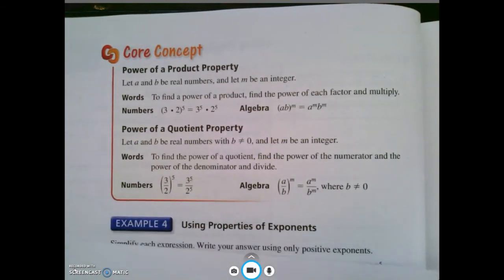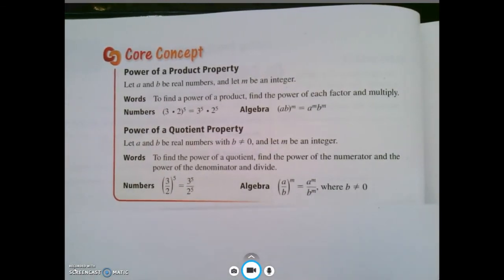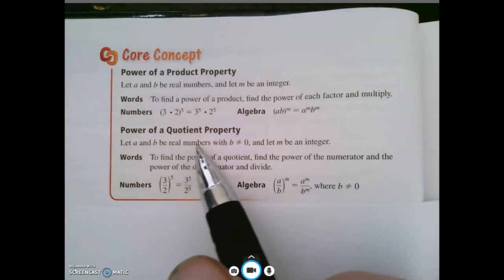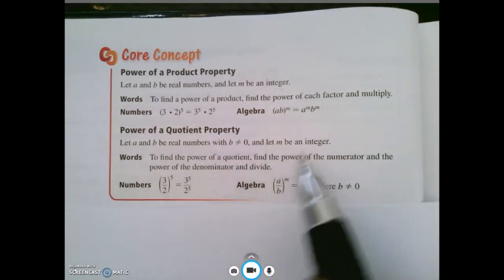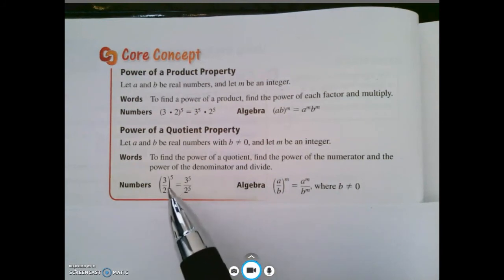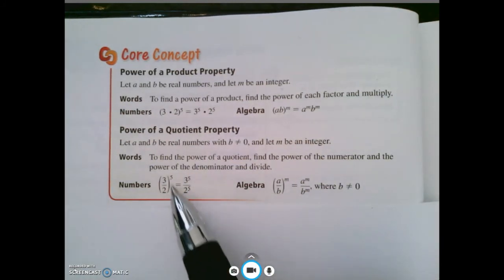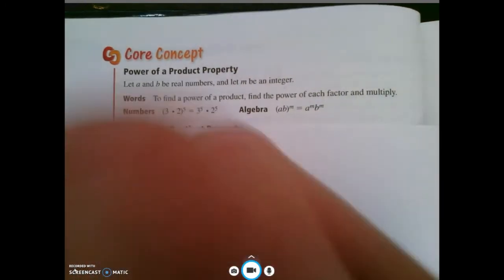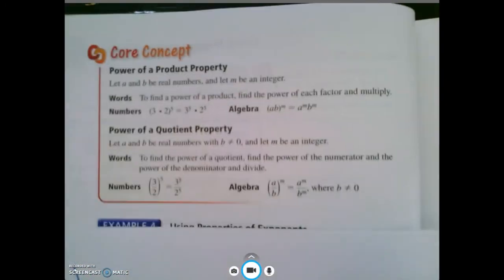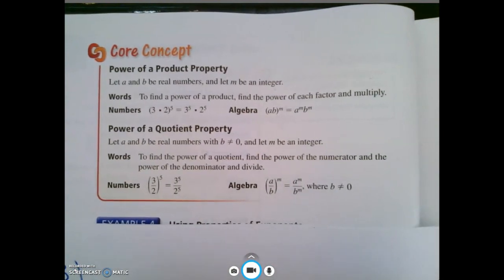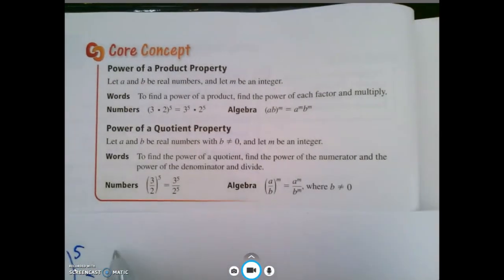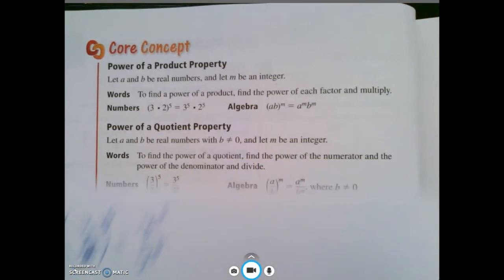Let's turn this over. Let's take a look at the bottom part. Power of a quotient. Let A and B be real numbers with B not equal to 0 and M be an integer, and don't worry about all that. Let's focus on the numbers. 3 over 2 to the 5th power. What it essentially does is the same thing here. It applies to the numerator and the denominator. It applies to both. So 3 over 2 to the 5th, they're saying that would be 3 to the 5th over 2 to the 5th.